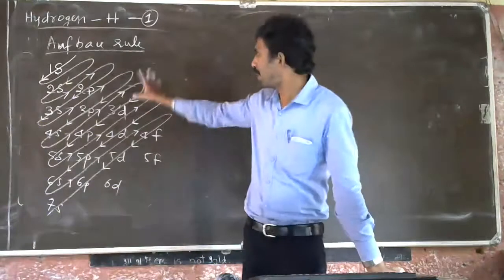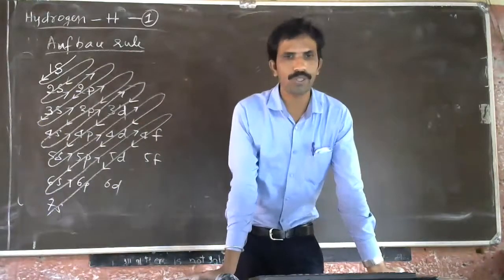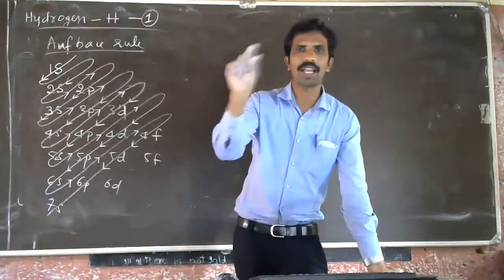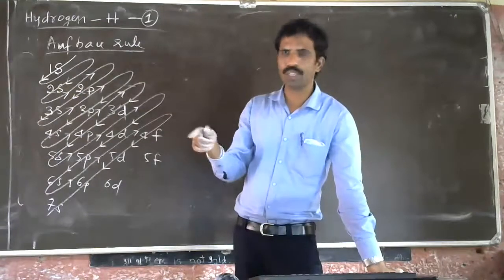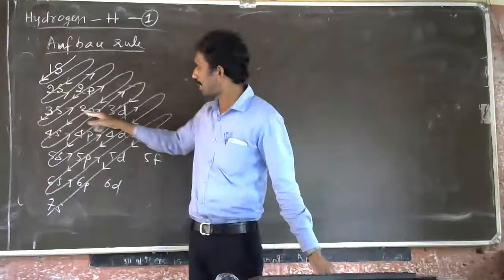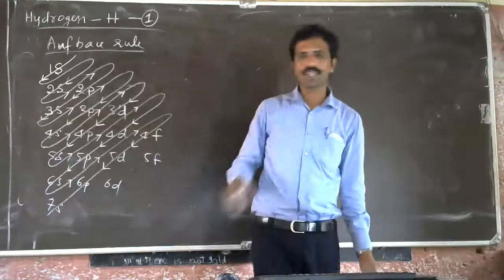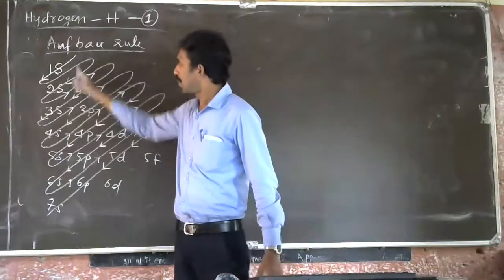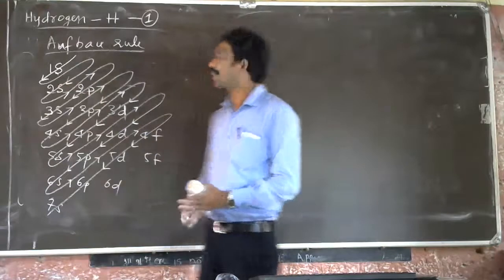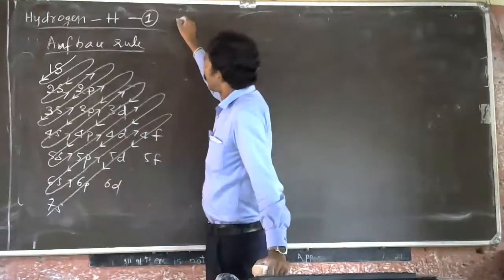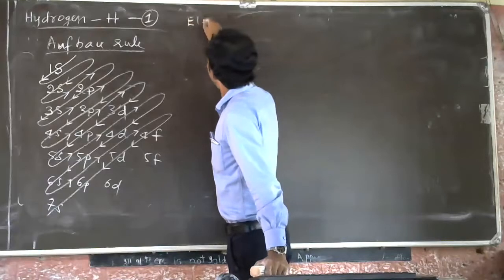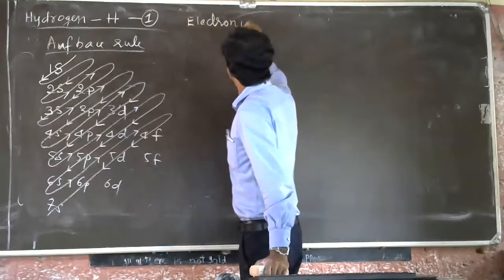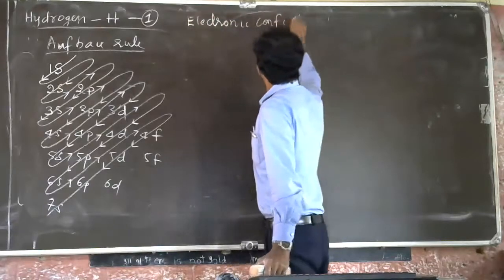Is it visible? I told you to write one in one line, 1s, then leave one line and write 2s and 2p, and leave one line and write 3s, 3p, 3d. Leave a lot of gaps so that you can write this. So the first shell is 1s. Now the electronic configuration of hydrogen.